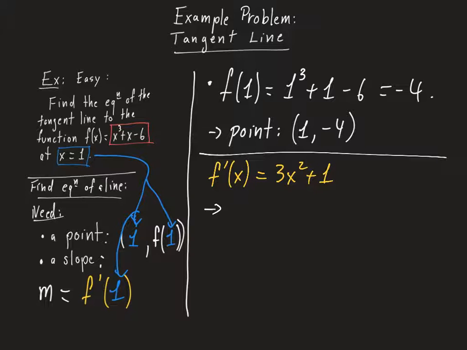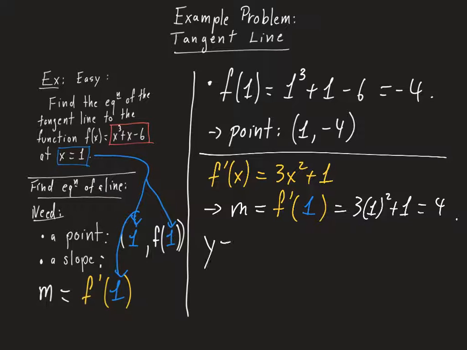Now we just need to plug in our x value, in this case x equals 1, to see that our slope m is going to be equal to f prime at 1, which is going to be equal to 3 times 1 squared plus 1, which is equal to 4. So we know that the point the line is going through is the point (1, -4), and our slope is equal to 4.